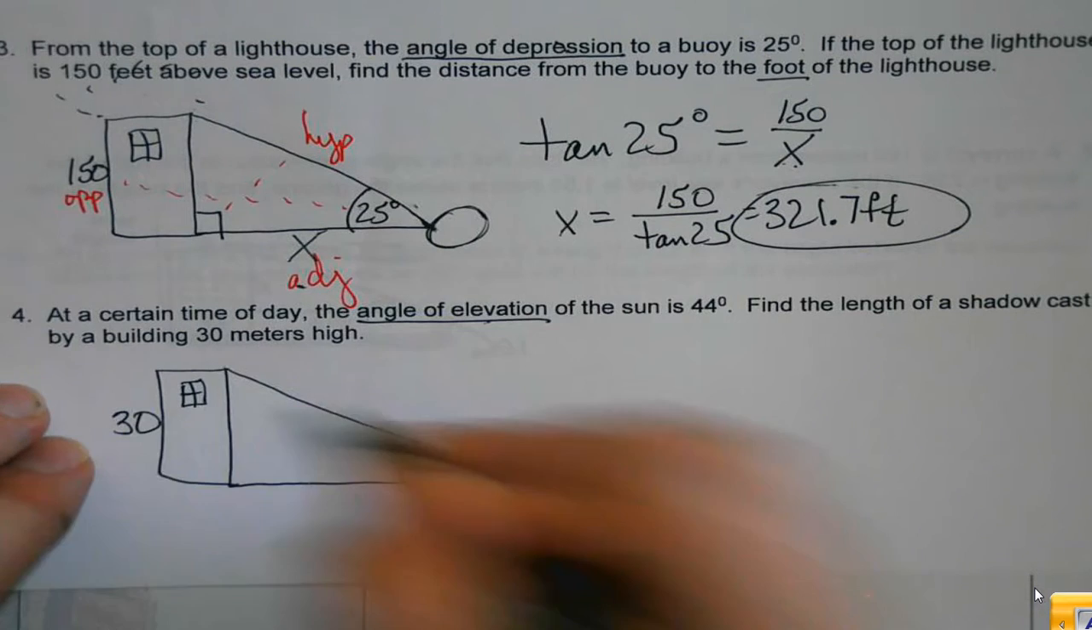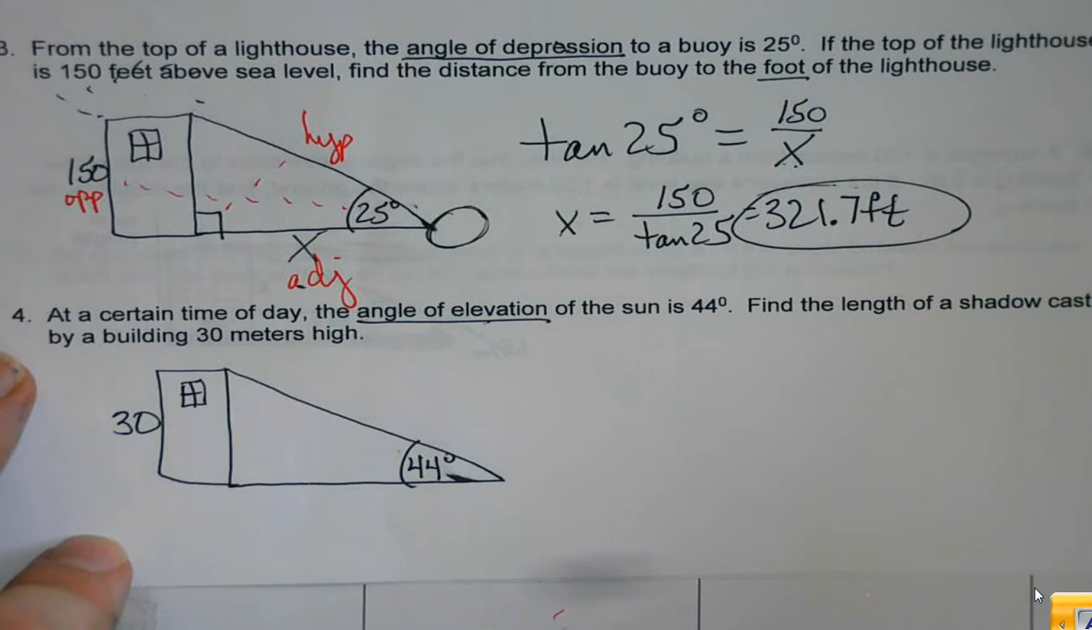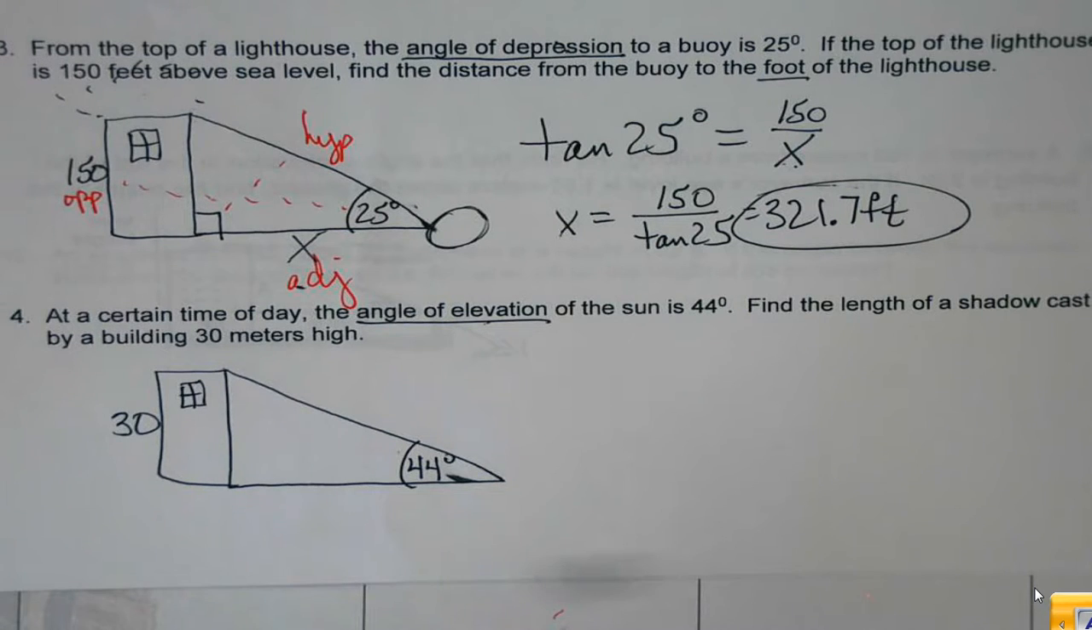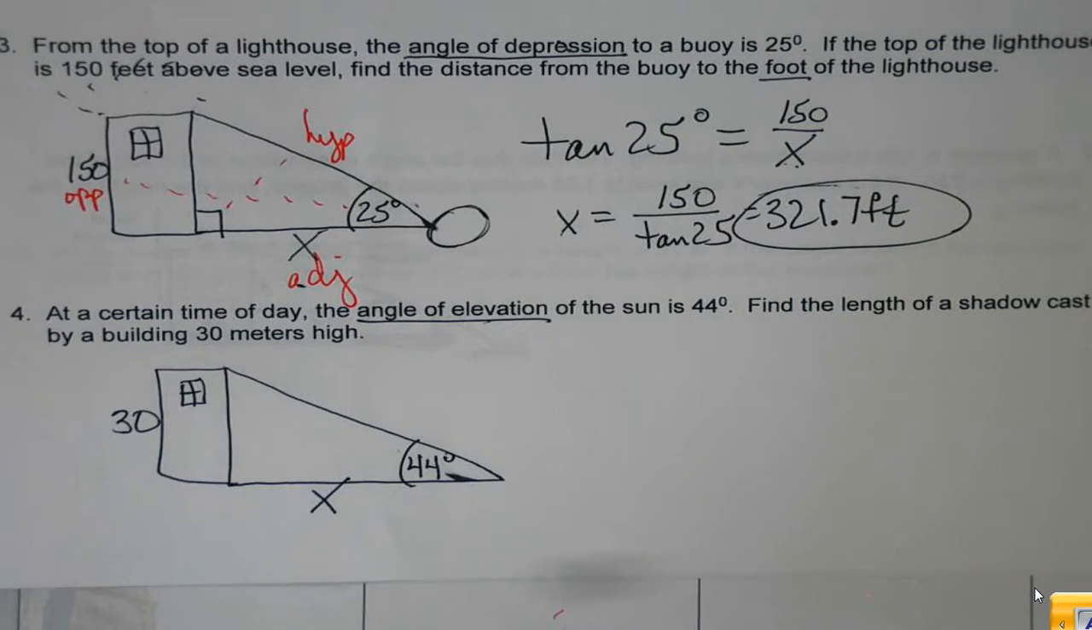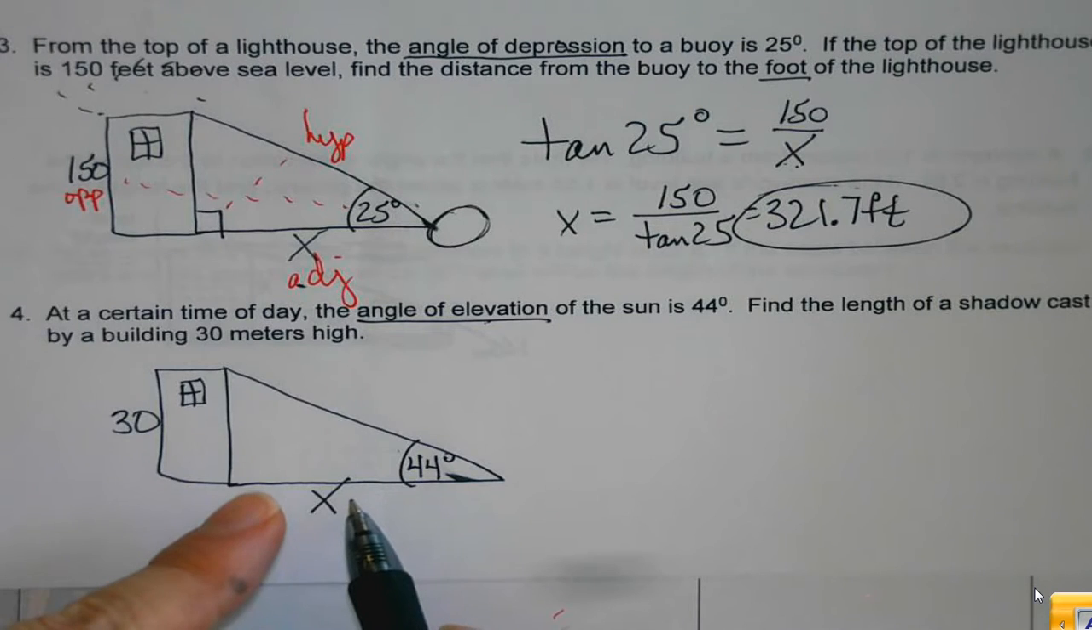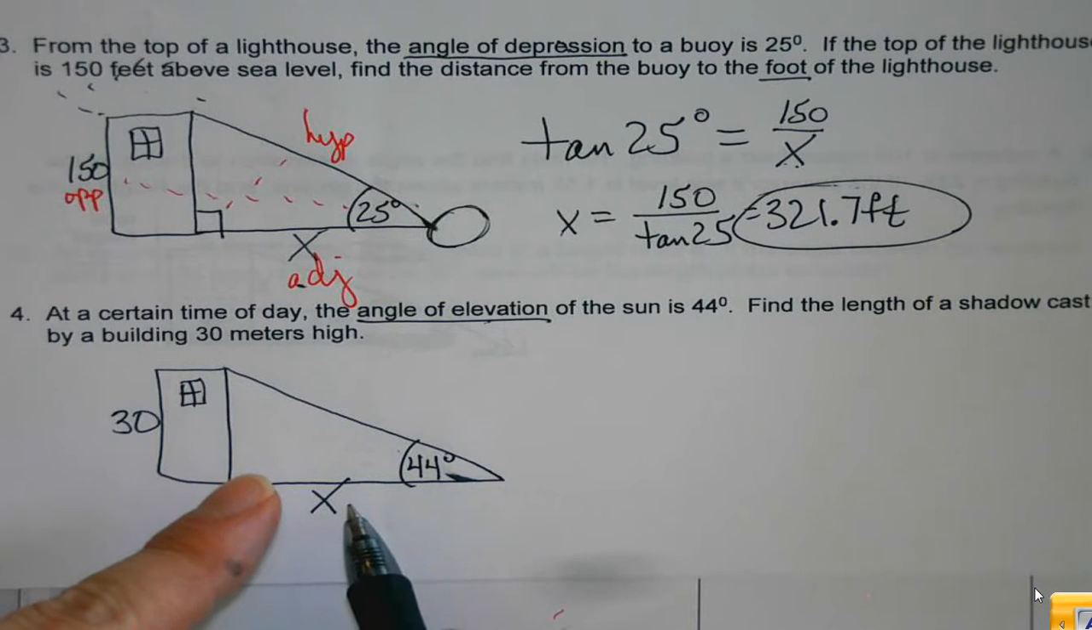Okay, there's the building. Now, the shadow. Where do you see your shadow? Is your shadow up in the air or is your shadow on the ground? The shadow's on the ground. So we end up with a problem that sets up the exact same way that the last one did.